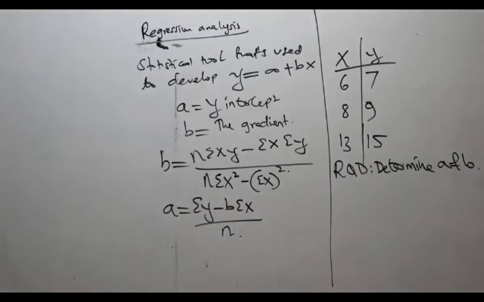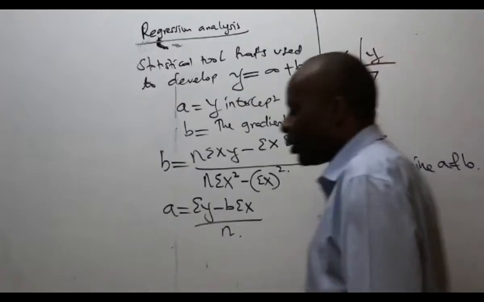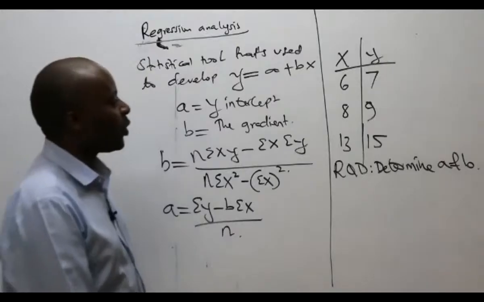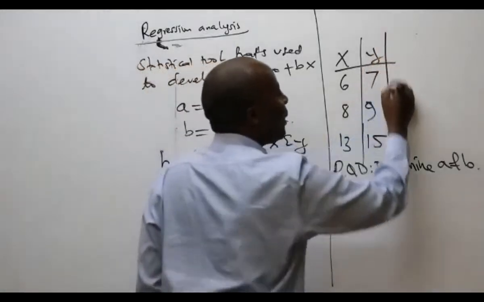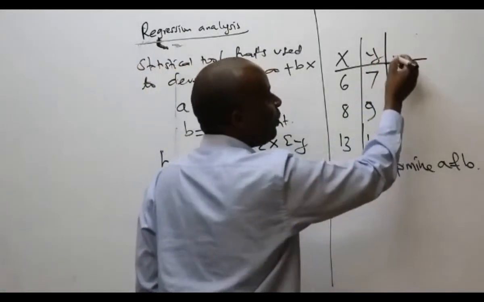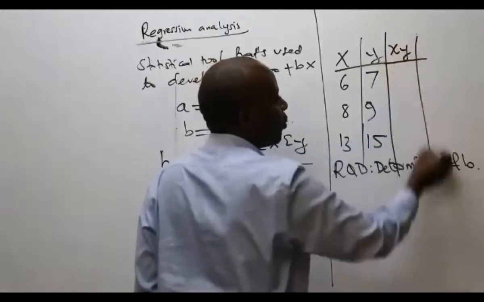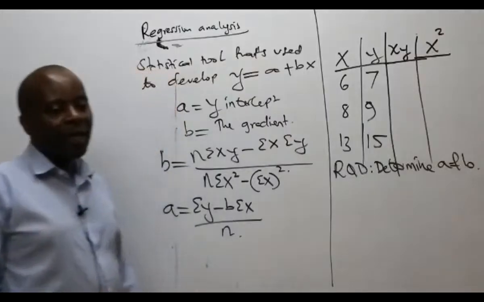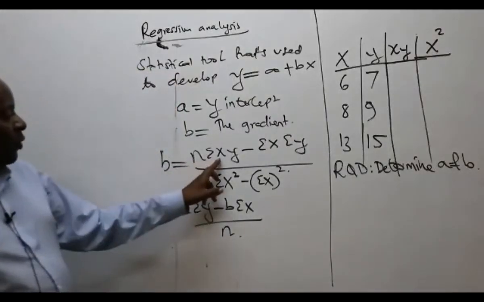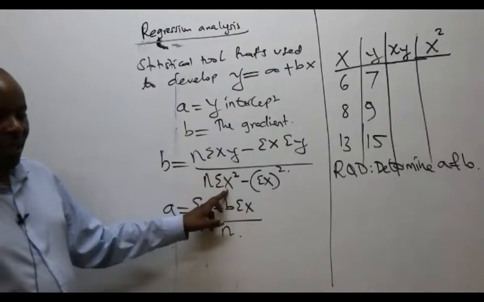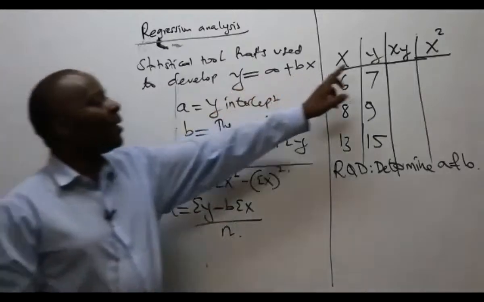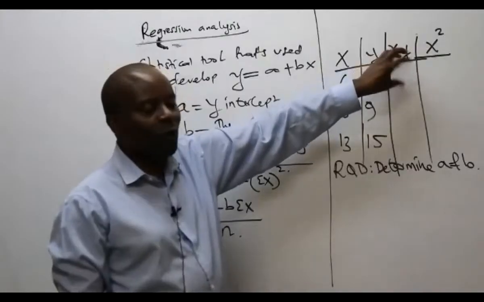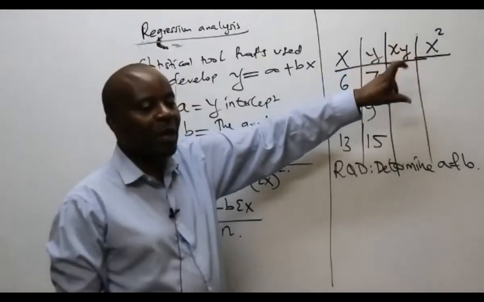So anytime anybody talks of ascertainment of parameters using regression analysis, what you're supposed to do is to create two additional columns. The first column will capture the multiple xy, and the second column will capture the multiple x squared. xy means we are multiplying. These are the two additional columns that we would need to be able to get the regression parameters.